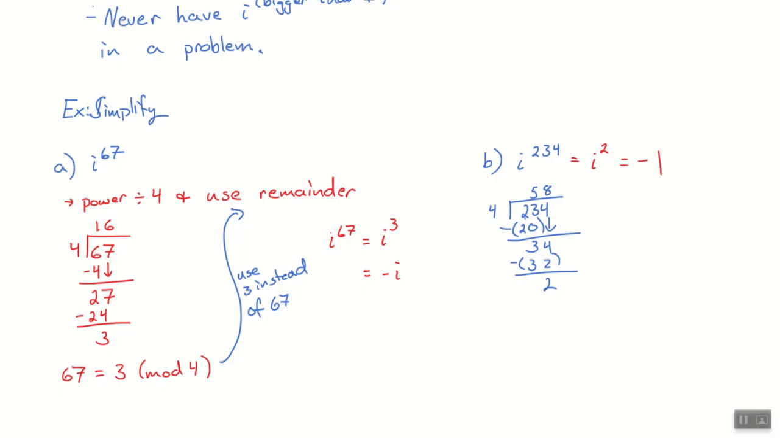You only use the remainder every time. Power divided by 4 and use the remainder. So 50 doesn't go nowhere? It's just there? Yep. So if you want to, you could think of this number as being i to the 58 times i to the 58, and it was 4 times, right? i to the 58, i to the 58, gross, times i squared.